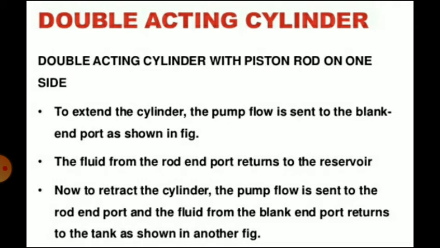In this type, the fluid pressure can be exerted on both sides of the piston whenever required. To extend the cylinder, the pump flow is sent to the blank end port as shown in the figure. The fluid from the rod end port returns to the reservoir. Now, to retract the cylinder, the pump flow is sent to the rod end port, and the fluid from the blank end port returns to the tank as shown in the other diagram.